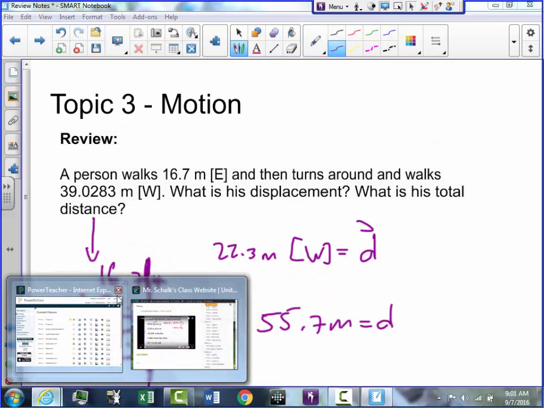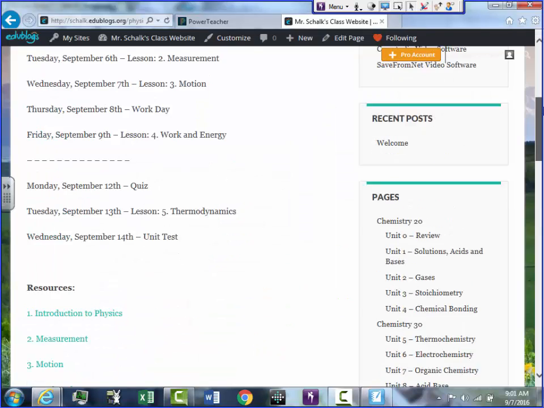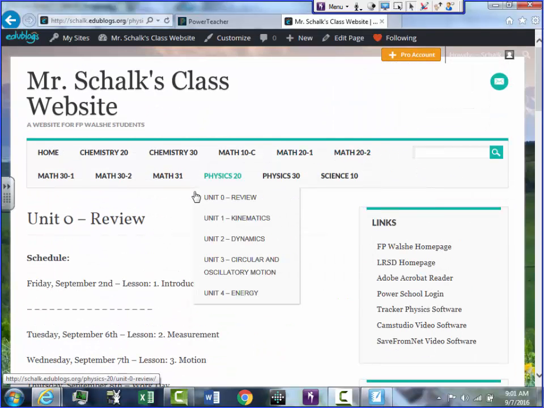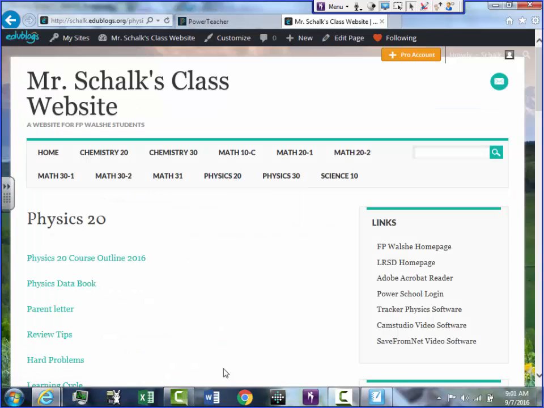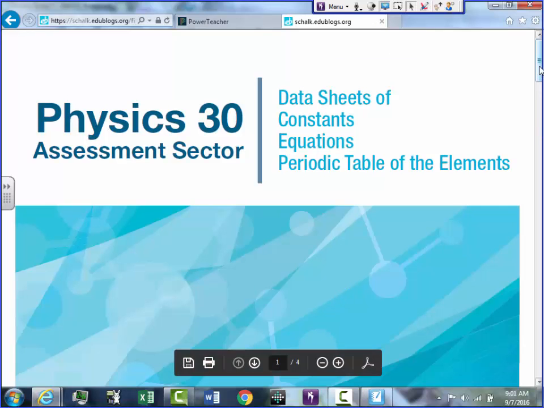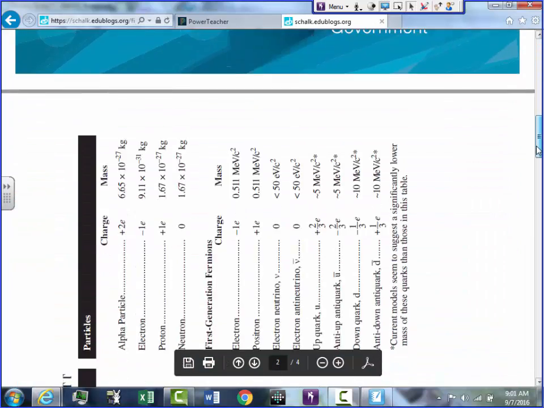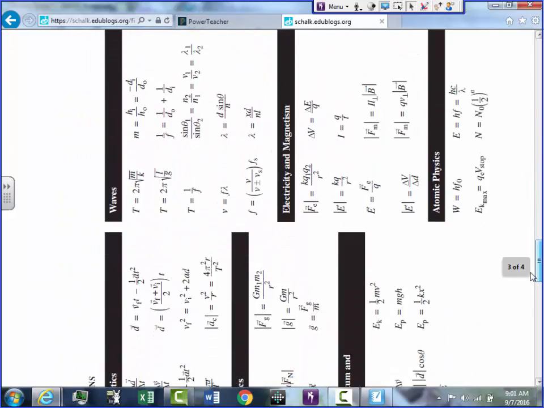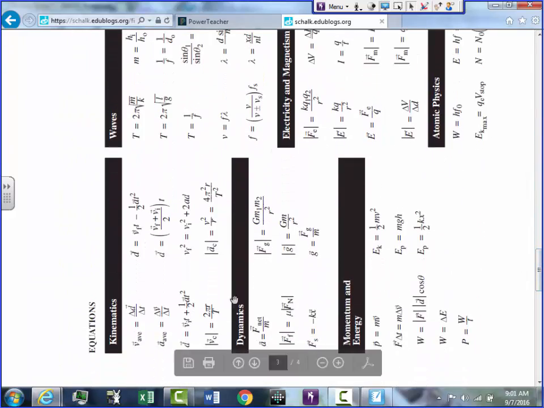If you guys over there by chance haven't printed one off yet, and you don't remember where to find them, go to Physics 20 on my website. Just straight up click on the Physics 20, and there's a whole bunch of links here. You're looking for a physics data book. So it would look like this. I skipped the first page and the last page, but we're going to focus, sorry, it's sideways here. We're going to focus on a few of these equations right here.